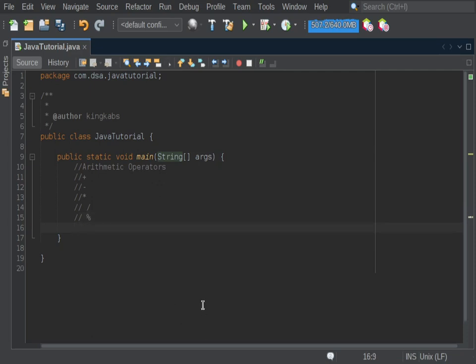Then we have an increment operator. The increment operator is normally two plus signs, and it increments or increases your variable by 1. We also have another operator called the decrement operator, two minus signs, which decreases or decrements the value of your variable by 1. So these are the arithmetic operators.